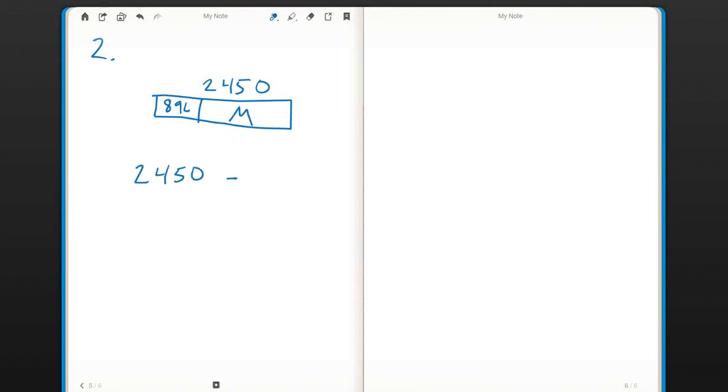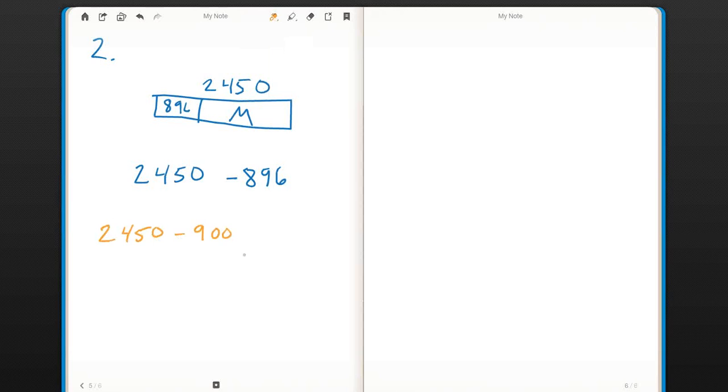Number 2 tells us that there are 2,450 adults at a conference. Some of them are men, some of them are women. To draw this one, I would draw the fact that there are 2,450 adults at a conference, and I know 896 are women. Of course, that means the rest of them are men. And then the question is, how many men are there? So 2,450 subtract 896.